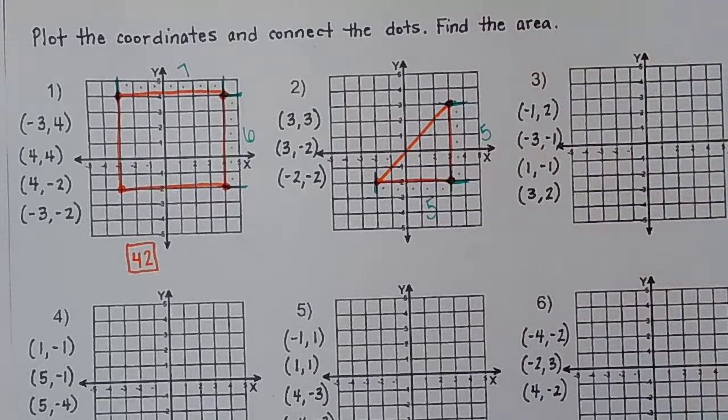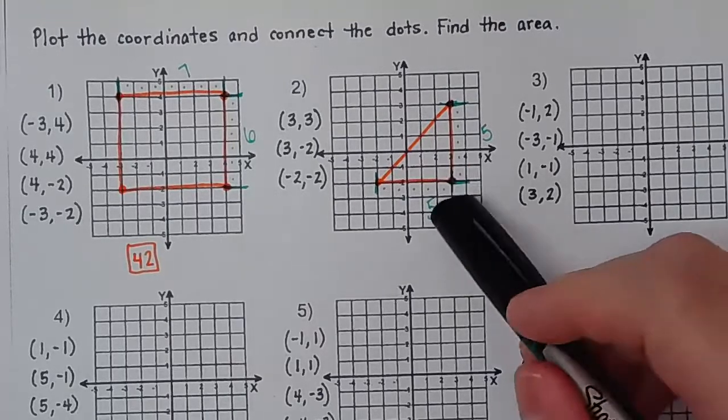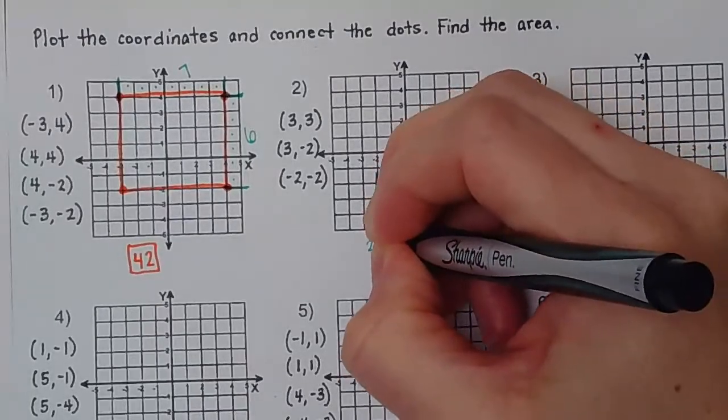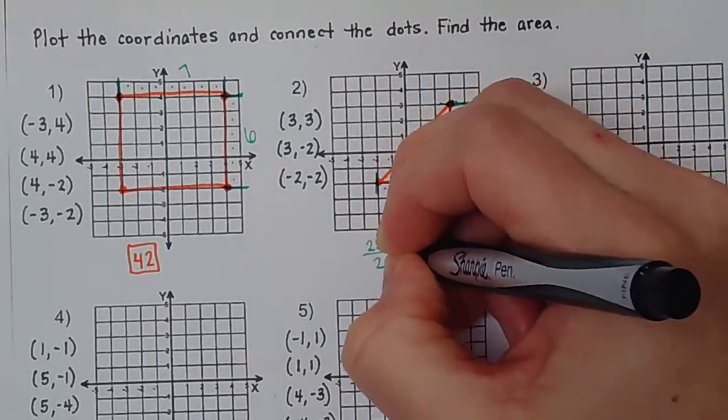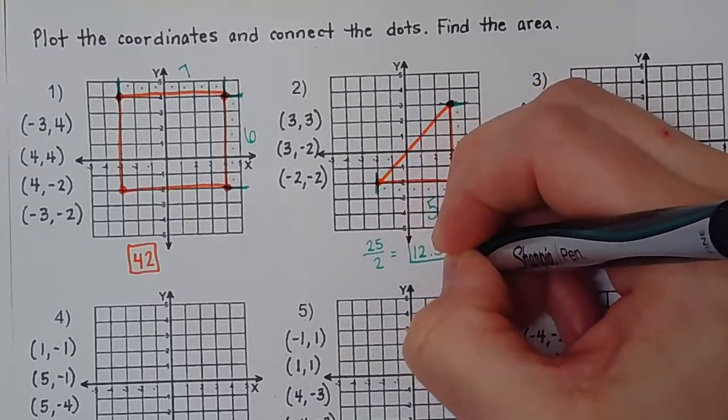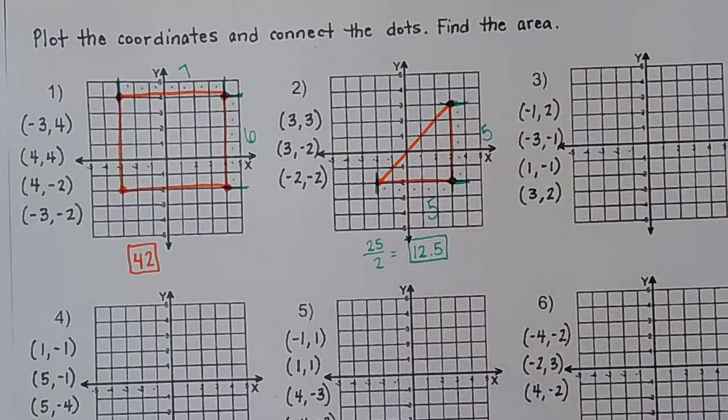All right. So now if you remember the formula for area of a triangle, it was base times height divided by 2. So we're doing 5 times 5, which is 25. And then 25 divided by 2 is going to leave you with 12.5. Okay, so the area of that one is 12.5.